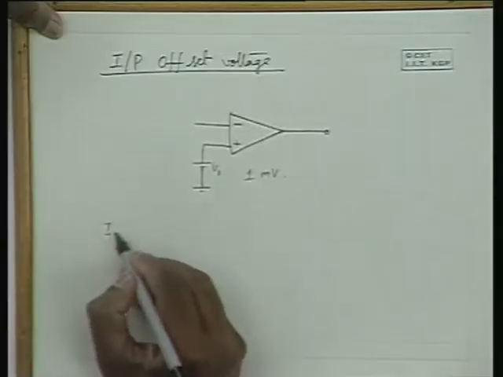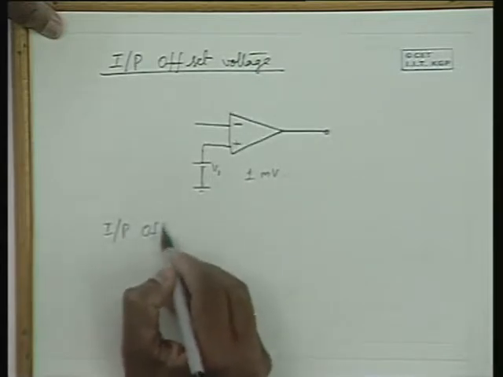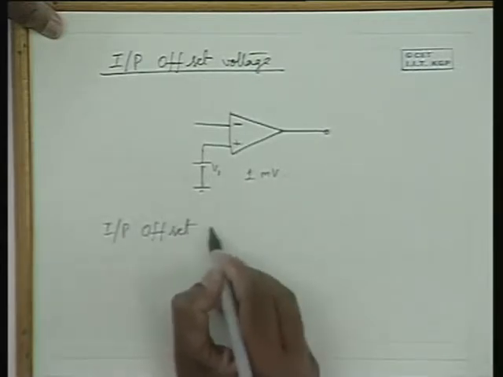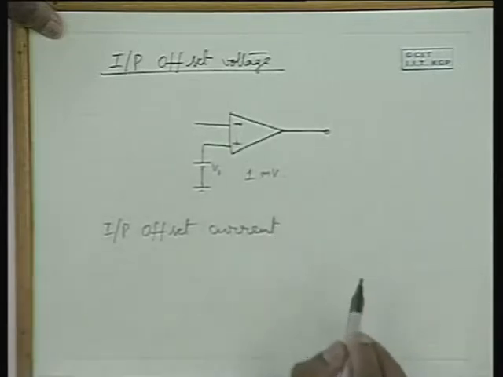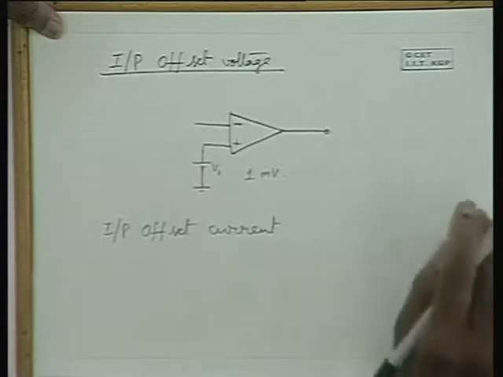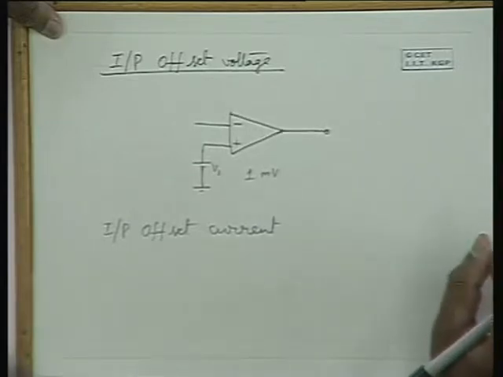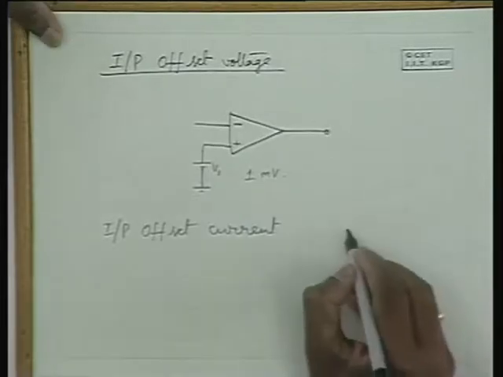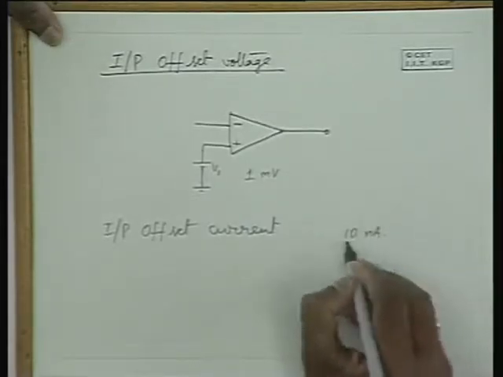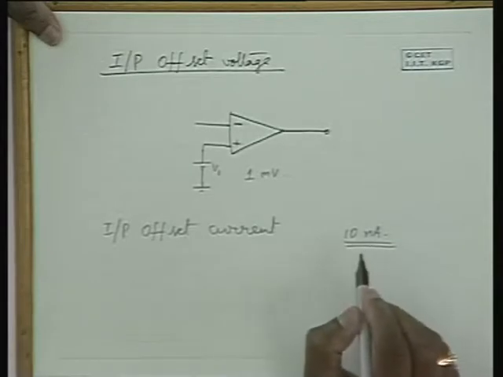Similarly, the input offset current is the current that is required to be applied to balance the amplifier. This is of the order of 10 nanoamperes. This is primarily because of the difference in the biasing currents and also other differences in the two transistors at the input.